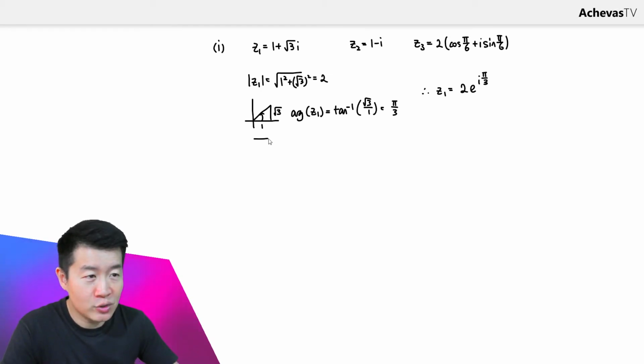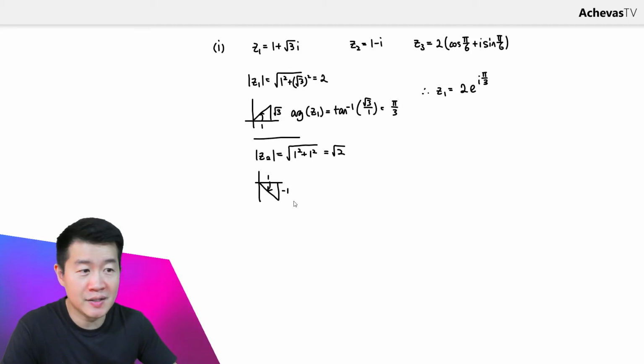Let's go for Z2 now. We want to express this in the form of re to the power of i theta. So let's find out what is the modulus of Z2. This is going to be square root of 1 square plus 1 square. This is square root of 2. And for its argument, we are going to have something that is like this. The argument is going to be this. Here is going to be 1, and this is going to be minus 1. So it is going to be in the fourth quadrant.